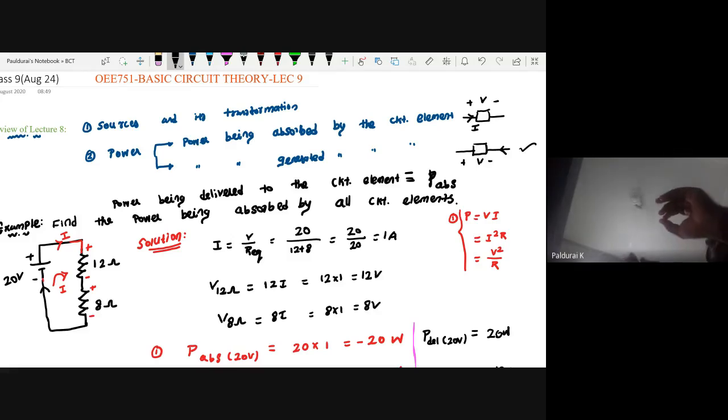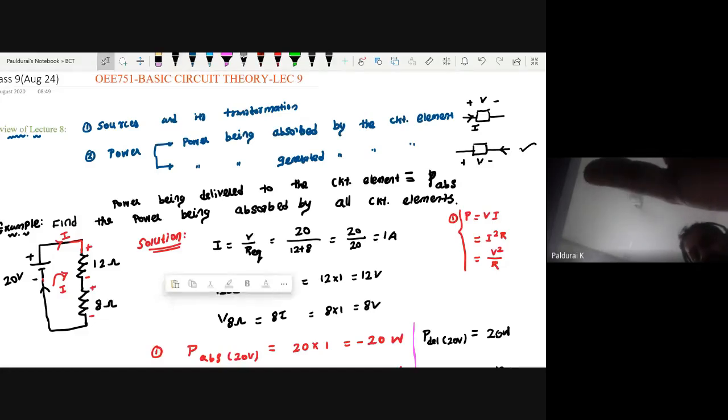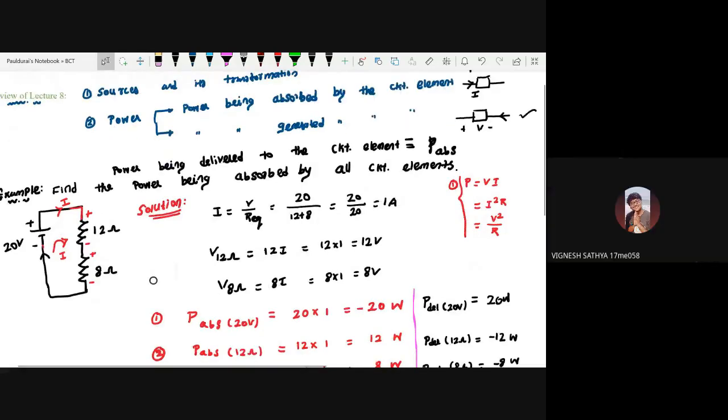The logic is, if current enters at the negative terminal, irrespective of the circuit element, whoever it may be, power will be delivered. If current is entering at positive, then power will be absorbed. Got my point? Okay, sir. Simple logic. Please keep this in your mind. Shall I move? Okay, sir.